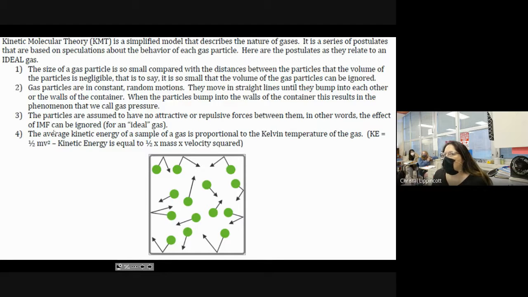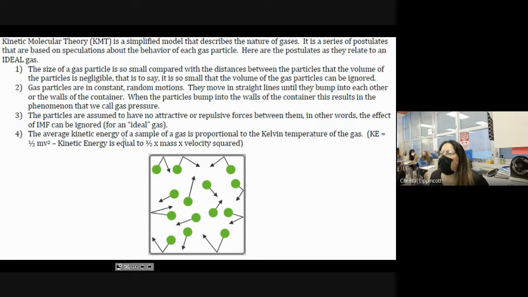When they have no IMFs, those are called ideal gases. Now, in reality, they do, but if we can ignore those IMFs and work with ideal gases, it makes our life much easier. So luckily in this course, that's what they choose to do. Not an organic.